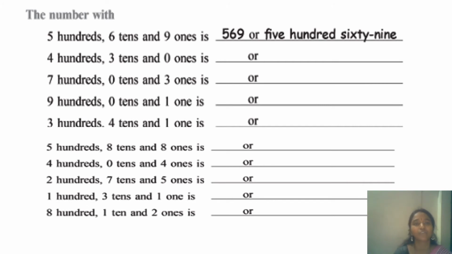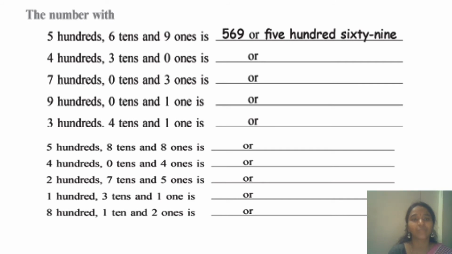Now you have to write the number. What you have to do here is read 500, 6 tens and 9 ones. You have to write the number name and also the number. First one is already done for you, which was written as 500, 6 tens and 9 ones is 569. Now I will show you how to write the second one.